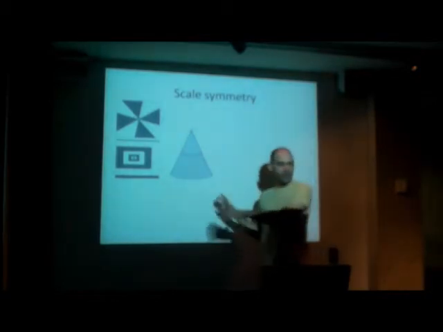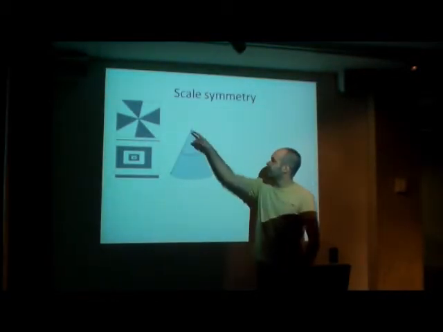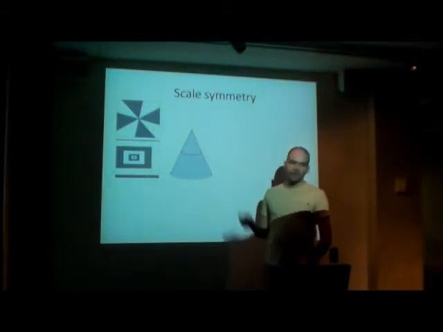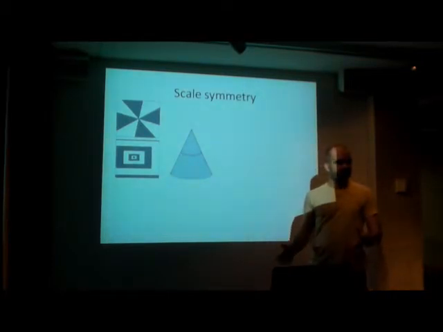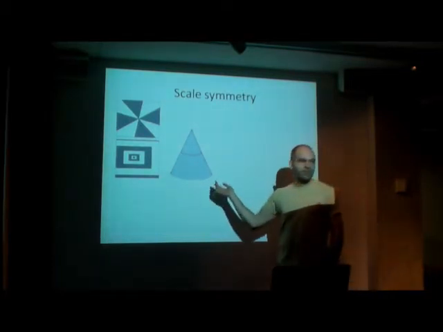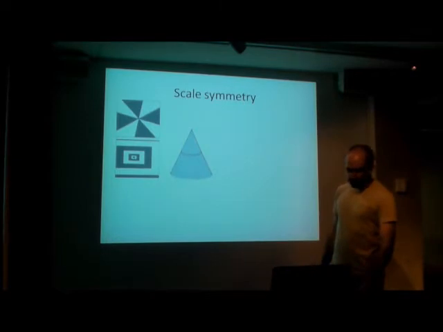An infinite cone is scale symmetric, as long as this is the centre. Then enlarge it or shrink it, and it'll be the same shape. So it's got scale symmetry.